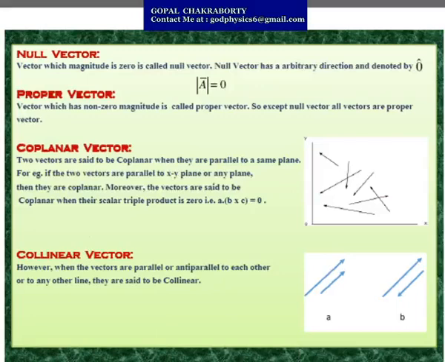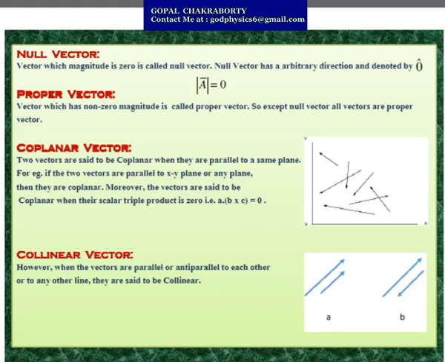Now the second one, that is the null vector. A vector whose magnitude is 0 is called a null vector. So the modulus of the vector is equal to 0, but it has a direction. When a vector is called a zero vector, it can have an arbitrary direction, but it must have a direction with a 0 magnitude. Next one is the proper vector. A vector which has a non-zero magnitude is called a proper vector. It means except the null vector, all the vectors will be proper vectors.